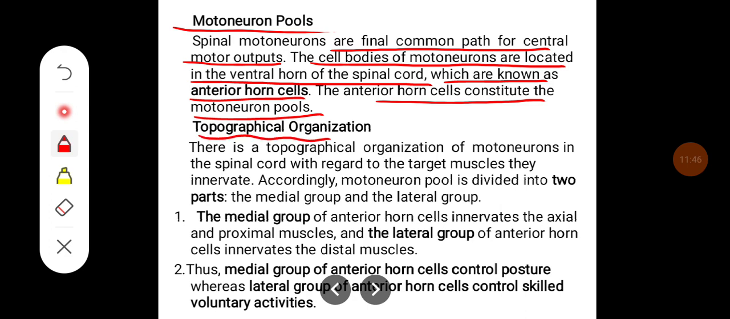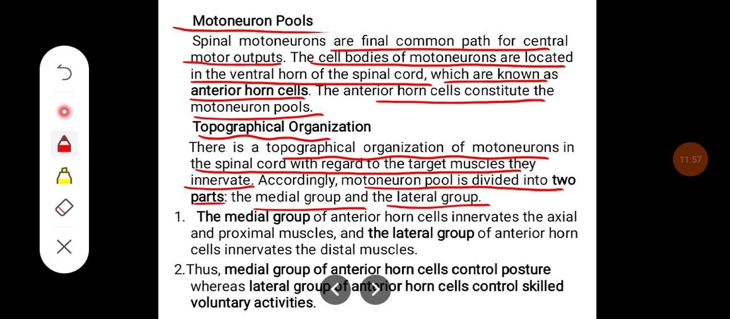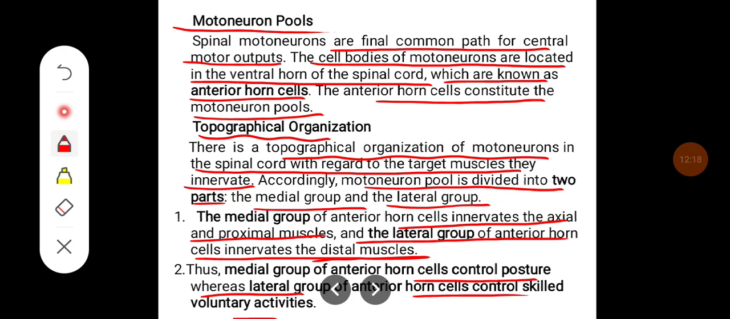Topographical organization. There is a topographical organization of motor neurons in the spinal cord with regard to the target muscles they innervate. Accordingly, the motor neuron pool is divided into two parts, the medial group and lateral group. The medial group of anterior horn cells innervate the axial and proximal muscles, and the lateral group of anterior horn cells innervate the distal muscles. Thus, the medial group of anterior horn cells control posture, whereas the lateral group of anterior horn cells control skilled voluntary movements.